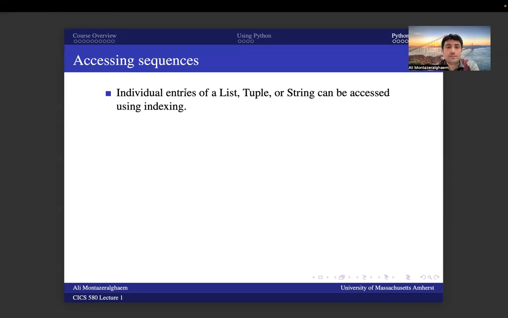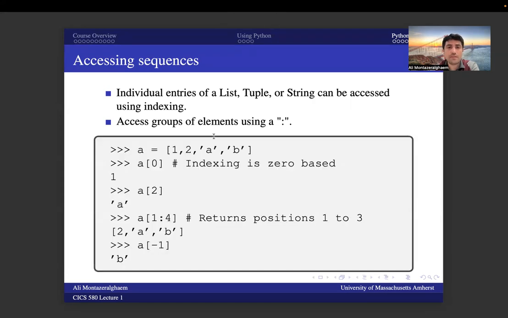Every entry in a list, tuple, or string can be accessed by using indexing. And you can access a group of elements using the colon. For example, here we have a list of mixed types, and we want to know what the first element in the list is.